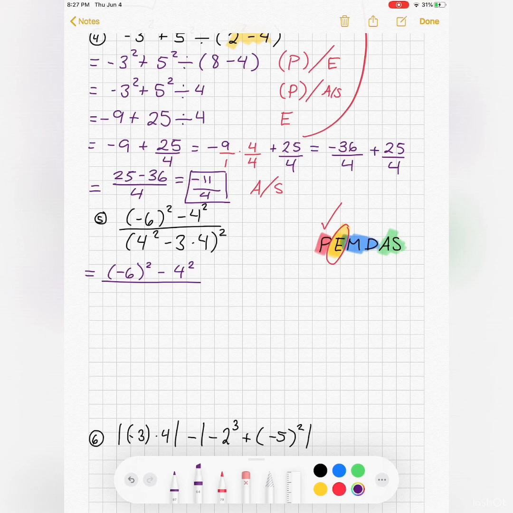So I have to decide, what do I do first? Do I do the exponent or the multiplication? I do the exponent first, right? So 4 squared is 16. So what did I do there? I looked inside the parentheses and I applied the exponent.